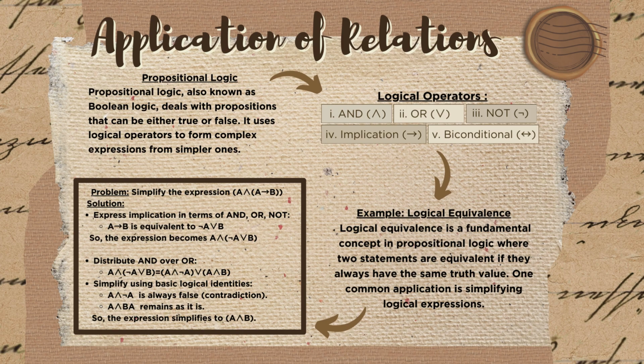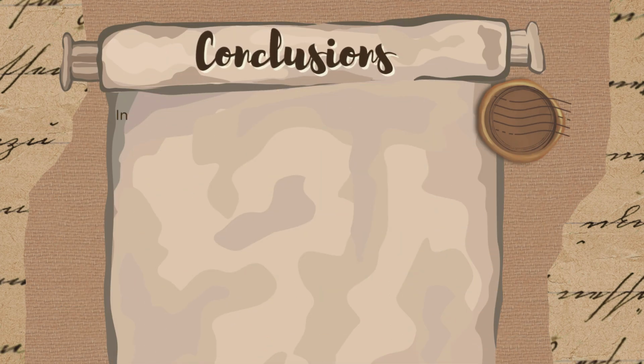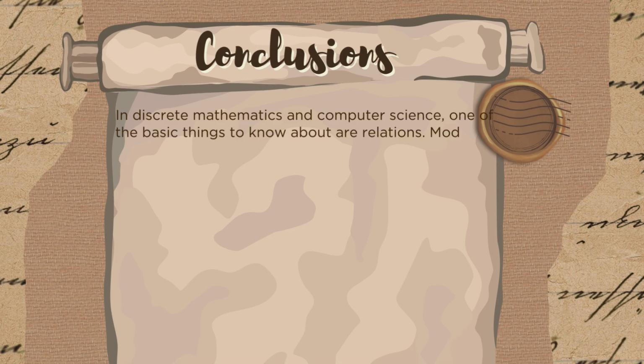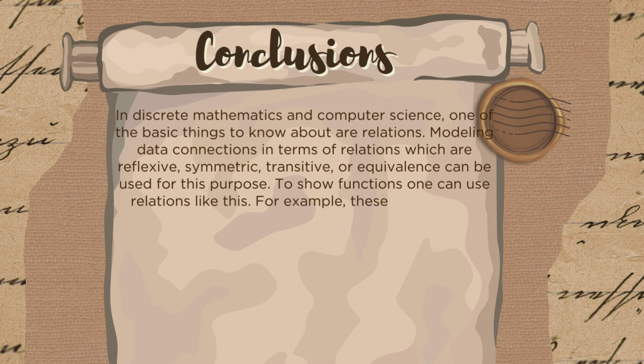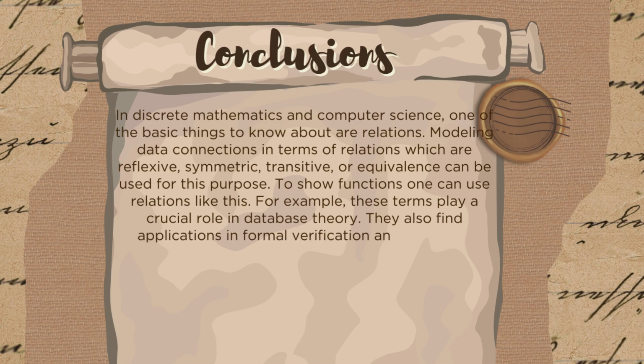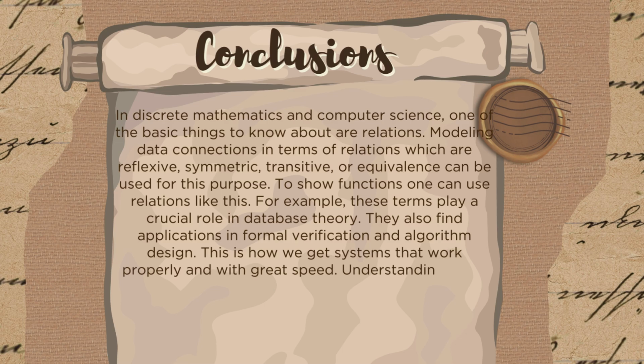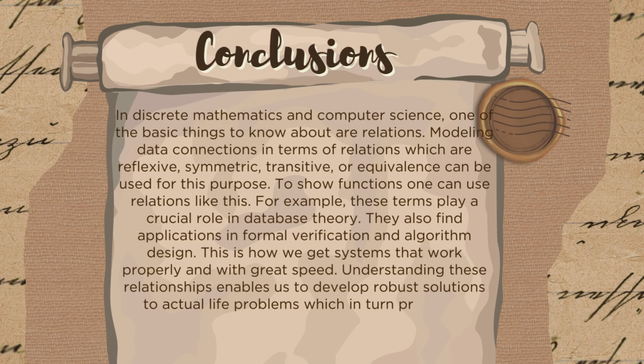And that's all. So for the conclusion, in discrete mathematics and computer science, one of the basic things to know about is relations. Modeling data connections in terms of relations which are reflexive, symmetric, transitive, or equivalence can be used for the purpose. To show functions, one can use relations like this. For example, these terms play a crucial role in database theory. They also find applications in formal verification and algorithm design. This is how we get systems that work properly and with great speed.